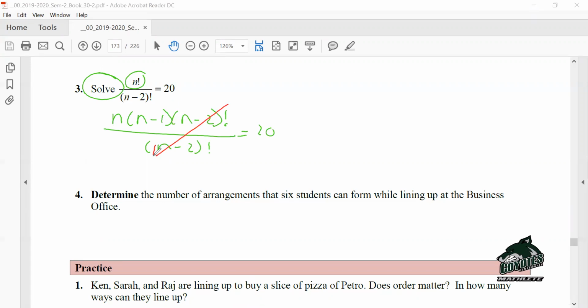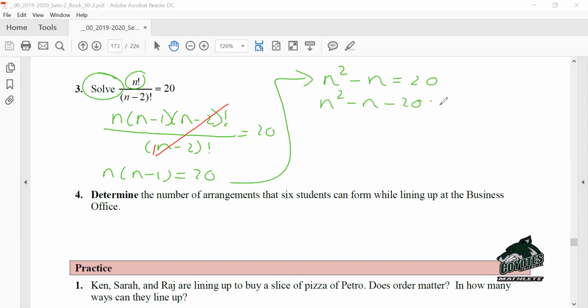Divide, okay, that's 1. So now I'm left with n minus 1 equals 20. Well, this thing's starting to look like a quadratic, so I'm going to multiply my n, distribute it. I'm going to bring my 20 to the left-hand side. I'm going to make sure I keep that equal to 0. I'm going to factor. And now I can solve. Therefore, n is equal to 5, or n is equal to -4.